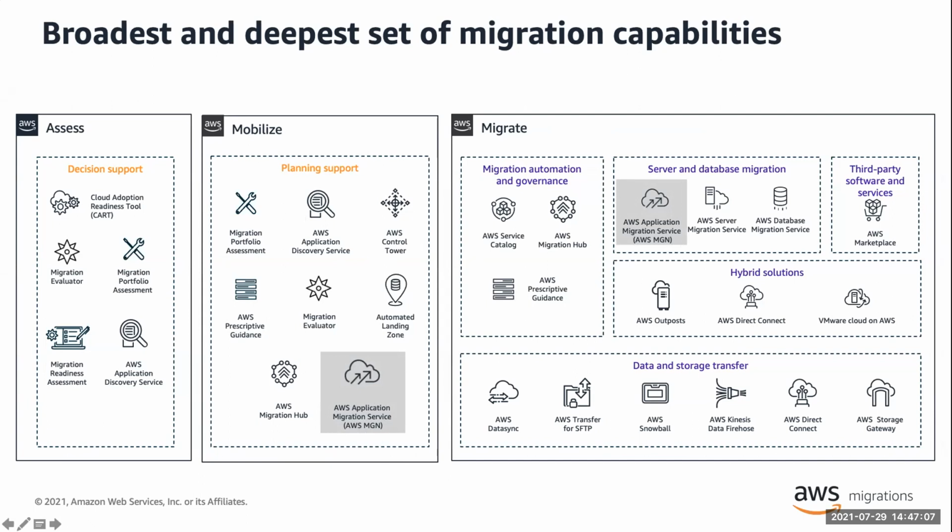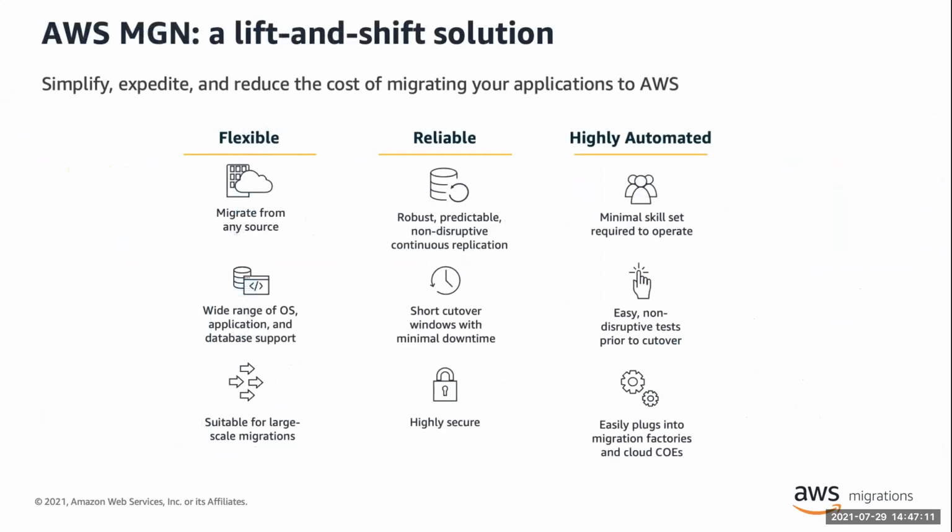So let me take a quick moment to describe this solution. This service, AWS MGN, is a lift and shift solution. It's actually a wrapper on top of Cloud Endure migration. It's a highly automated lift and shift solution that simplifies, expedites, and reduces the cost of overall application migration to AWS.